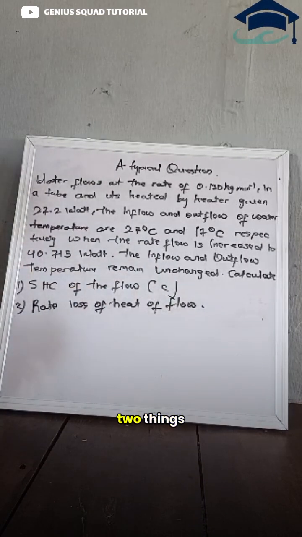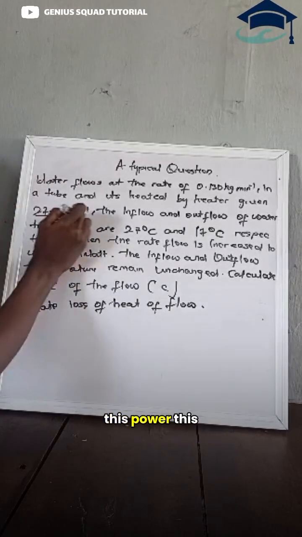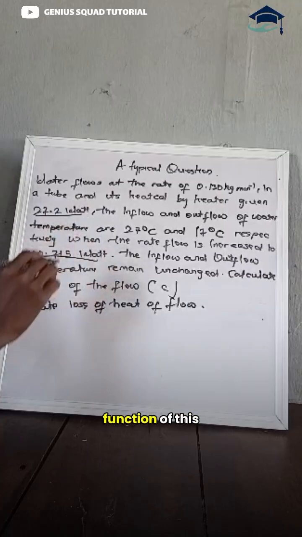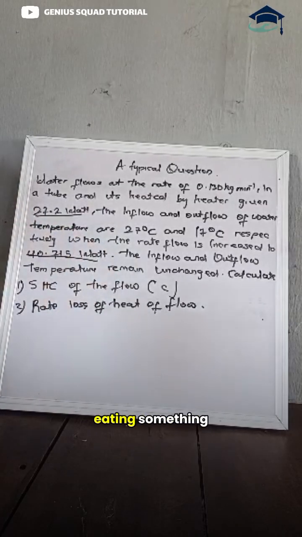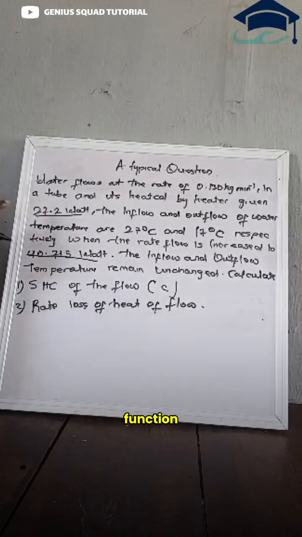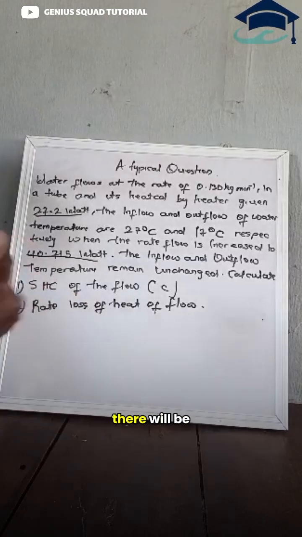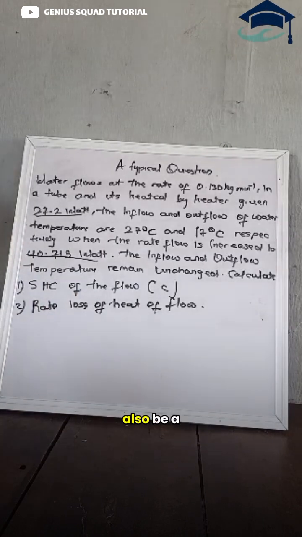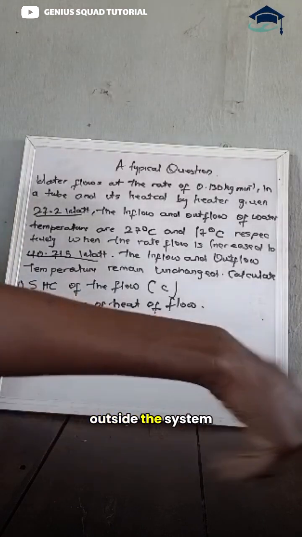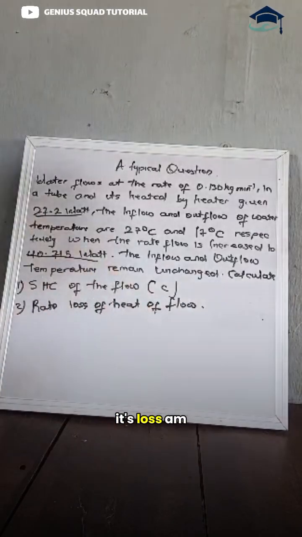But if you want to calculate two things, one thing is very important to understand in this question, and that is the power. What is the function of this power itself? Imagine you are heating something. Automatically there will be heat given and there will also be heat loss. You all know that for anything dissipating a specific power, there will be a specific heat released into that particular system, and there will also be a specific heat released outside the system. That heat released outside the system is the heat loss.